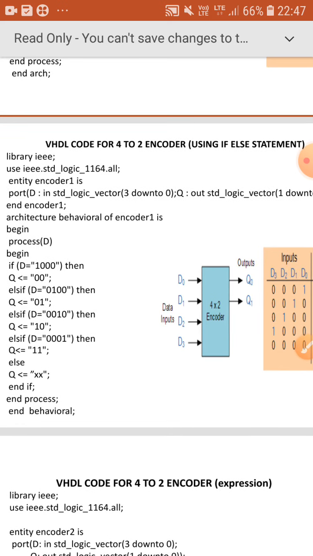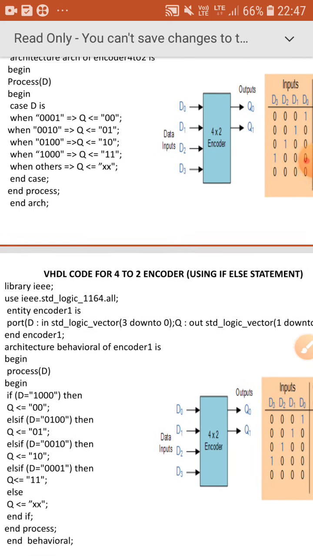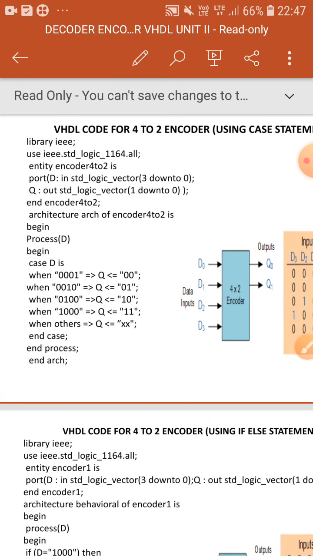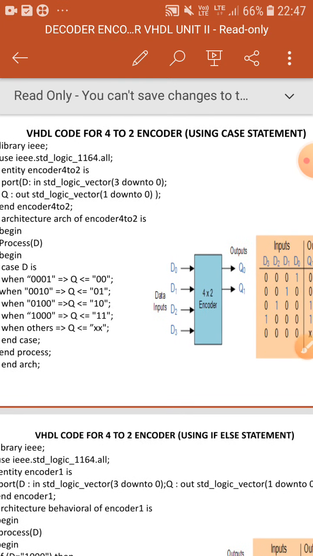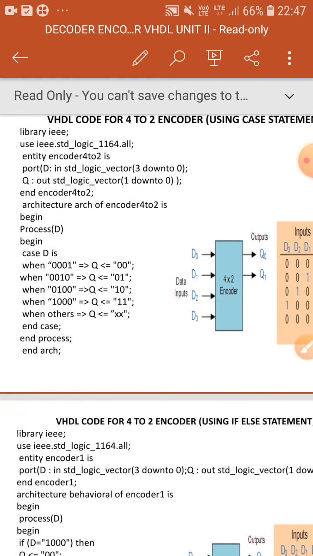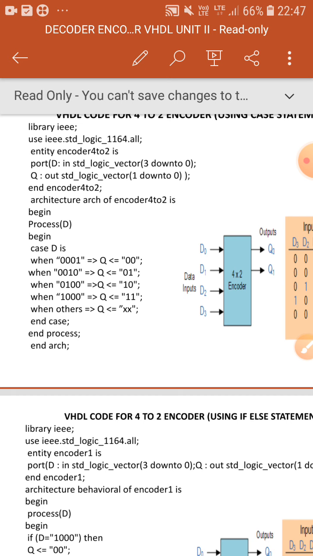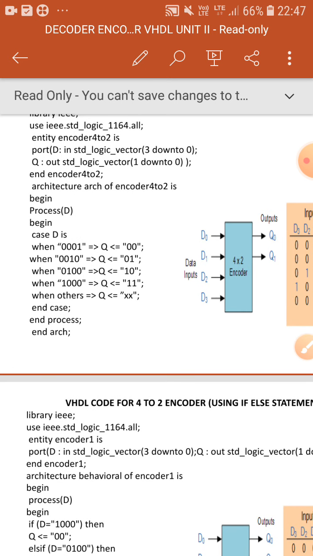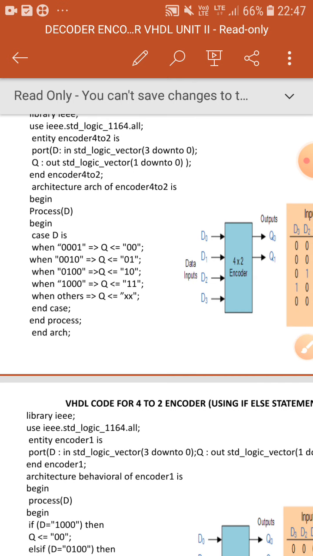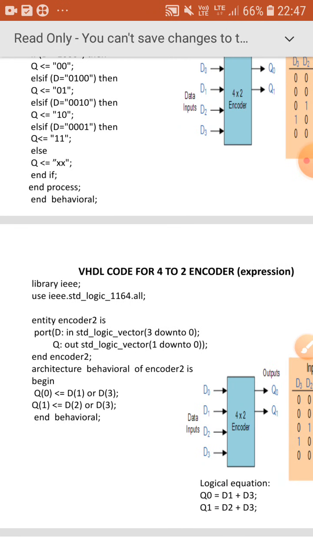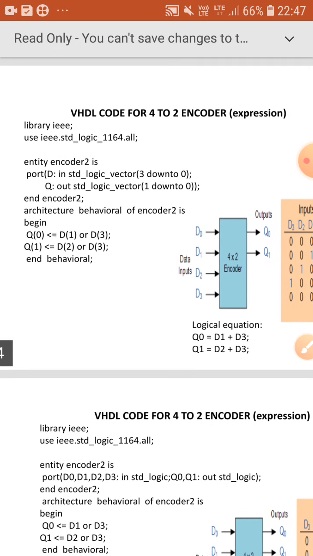This is the VHDL code for 4 to 2 encoder. Instead of using case statement, I am using if else statement. For the first line you have to use if, for the next condition you have to use else if, for the next condition you have to use else if, and for the last condition else. This is the VHDL code for 4 to 2 encoder using if else statement.